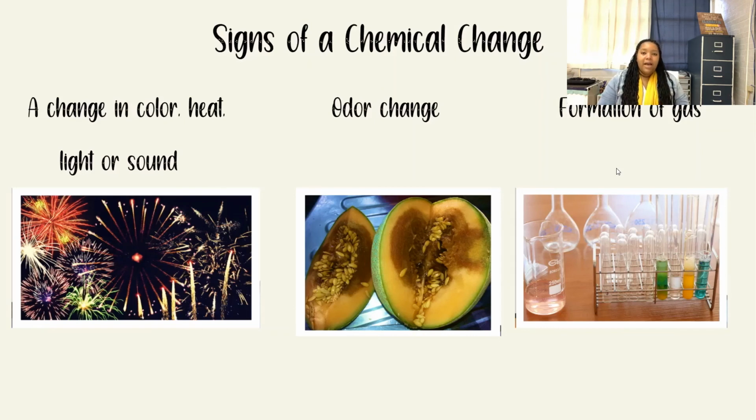Another sign of a chemical change is an odor change. So think about a fruit that you accidentally left in your backpack. I did that before. And eventually you say, something smells a little funny. That's because that fruit is going through a chemical change. The molecules and atoms inside of that fruit, they're changing, okay? And so you may notice a different smell. That's a sign of a chemical change.